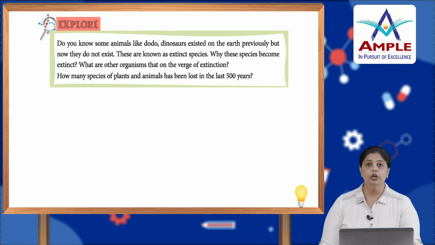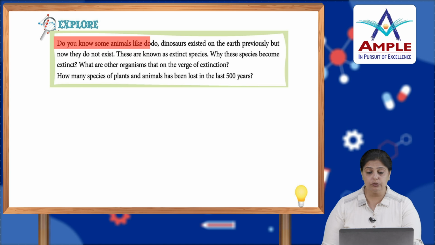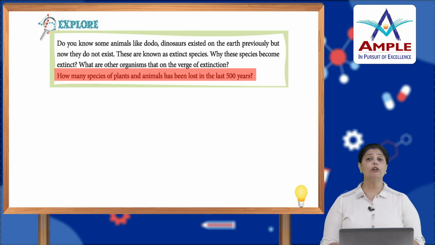Clear? Now, explore. Do you know some animals like dodo, dinosaurs existed on the earth previously, but now they do not exist? These are known as extinct species. Why did these species become extinct? What are the other organisms that are on the verge of extinction? How many species of plants and animals have been lost in the last 500 years? So, find out about these living organisms who were existing on the surface of earth, but now they are no longer there. They have become extinct, they are no longer existing.